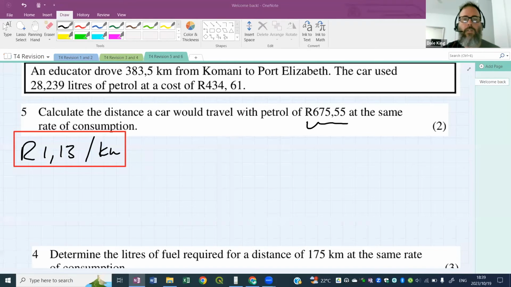We know that for every kilometer, it costs us R1.13. So how far will we get on R675.55?